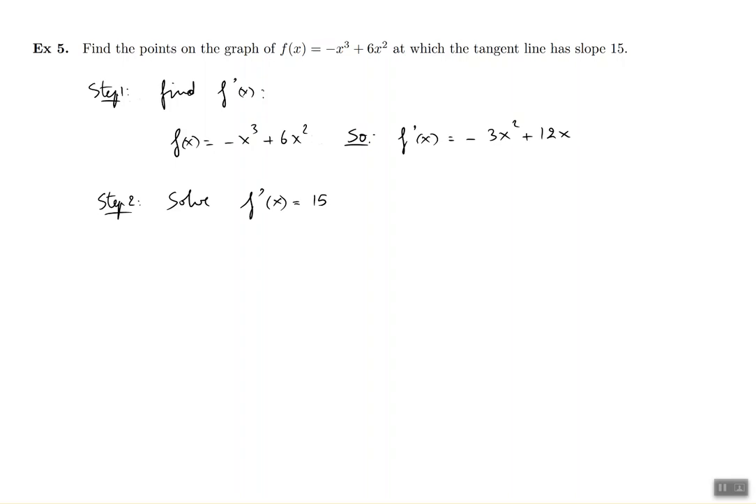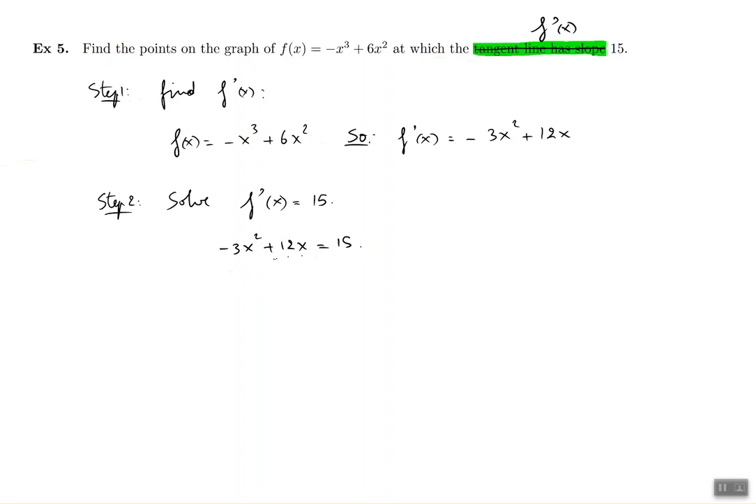Why am I putting f prime of x equal to 15? I'm doing that because when I see the words tangent line and slope, that whole thing is f prime of x. So the slope of the tangent line, that is the derivative in calculus. If you don't get anything out of this whole class with me, just know this: when I say slope of tangent line, that is the same as saying derivative. So in my case, I want negative 3x squared plus 12x to be equal to 15.